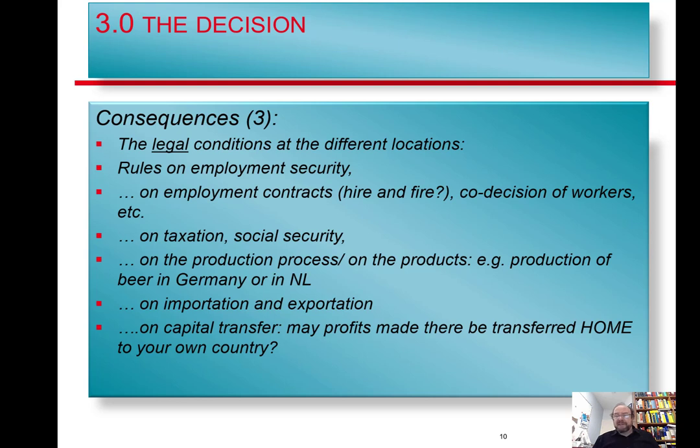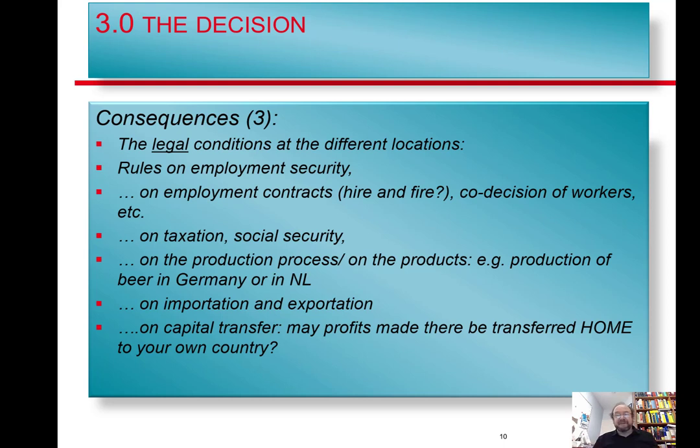The production process is sometimes regulated by law. Very often there are restrictions on importation or exportation of raw products or finished products. It is even still customary or possible in several states of the earth that you are not allowed to transfer capital out of that country to other countries without permission from the local authorities.